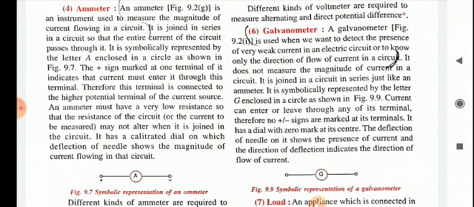6th point, galvanometer. A galvanometer is used when we want to detect the presence of very weak current in an electric circuit, or to know only the direction of flow of current in a circuit. It does not measure the magnitude of current in a circuit. It is joined in a circuit in series just like an ammeter. It is symbolically represented by the capital letter G.